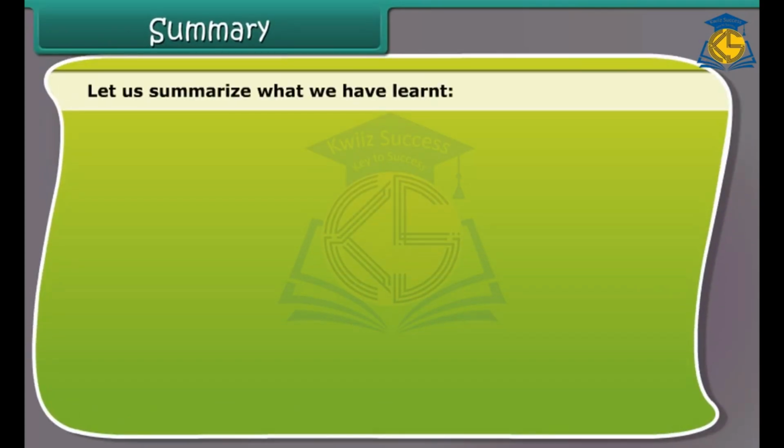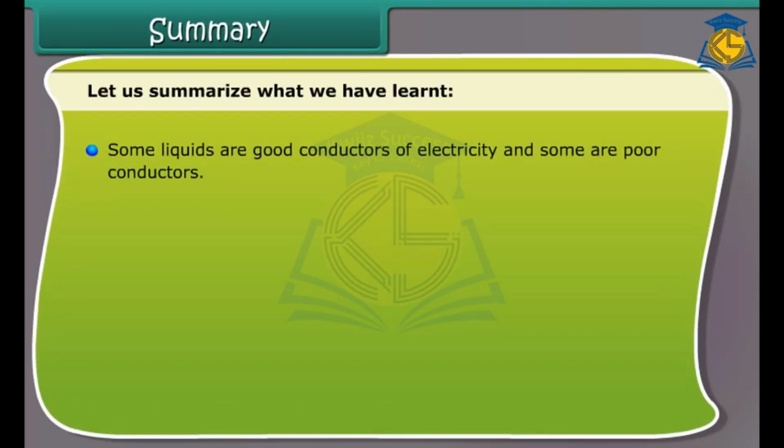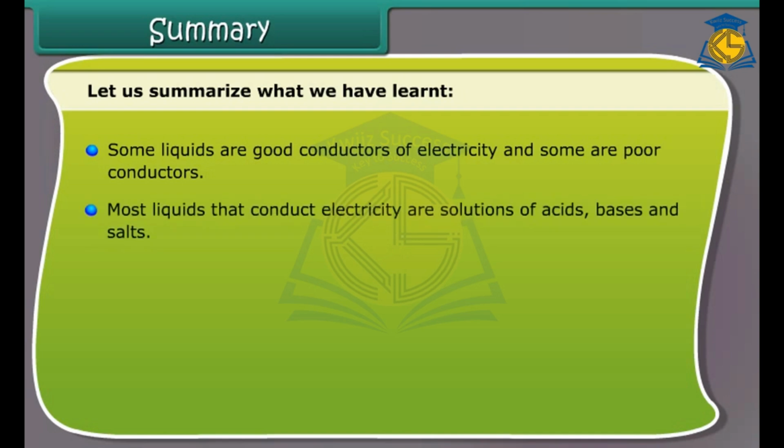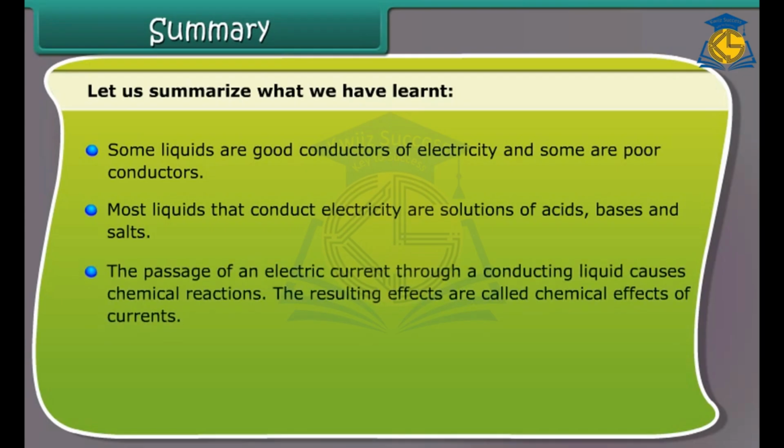Summary. Let us summarize what we have learned. Some liquids are good conductors of electricity and some are poor conductors. Most liquids that conduct electricity are solutions of acids, bases, and salts. The passage of an electric current through a conducting liquid causes chemical reactions. The resulting effects are called chemical effects of currents.